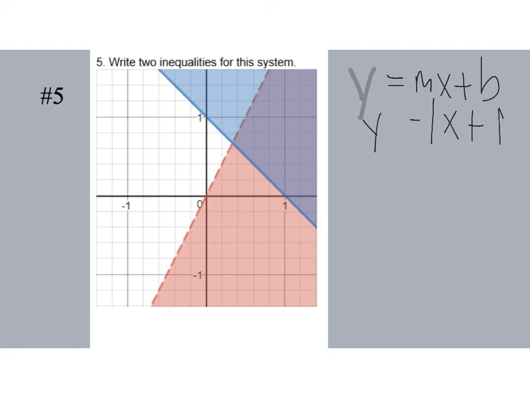Alright, next I need to figure out, is this a dotted or a solid? To me, this is a dotted line, which means it's going to use either a less than or a greater than, so I might as well just put the equal to sign in. And let's see, it's in slope-intercept form. Our shading is above, and when we're trying to show all the y's that are above, we use a greater than sign. Greater than sign, of course, can be made with your right hand, not your left hand. So this is the inequality for the blue shaded area.